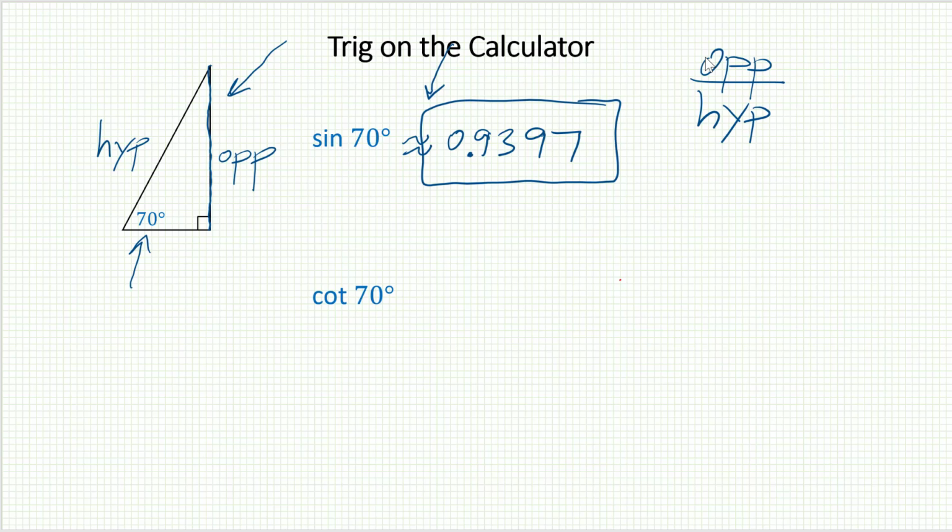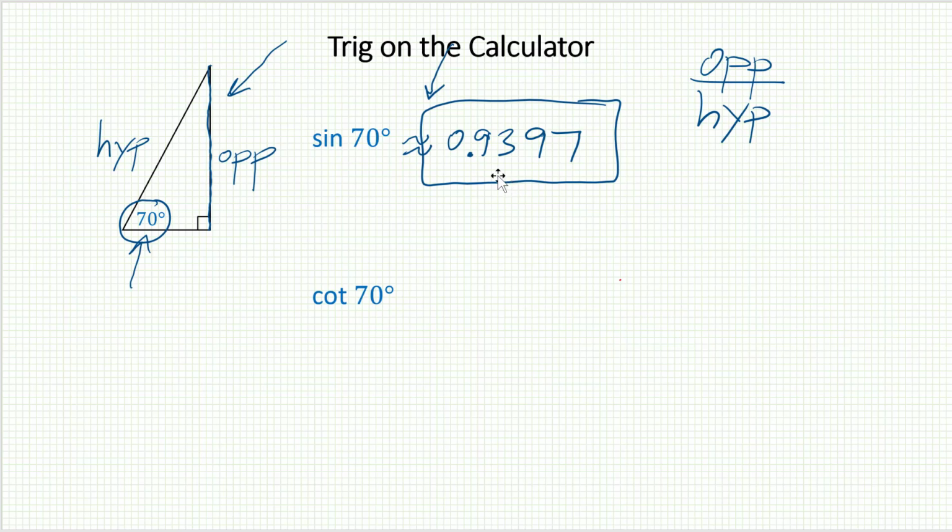Well, all this number means is that for any right triangle that has a 70-degree angle in it, if you take the ratio of the opposite side over the hypotenuse, you would get this number. Now, obviously, the calculator is giving me the decimal version of that number, but that's what we have.